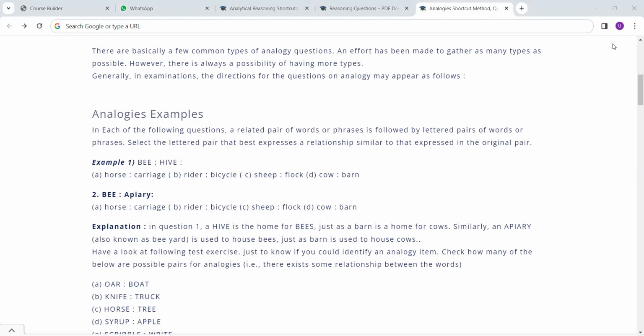Okay, write down today's date. Already done it. And the topic: analogy. A-N-A-L-O-G-Y, analogy.